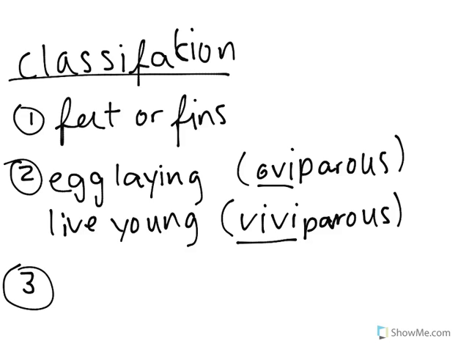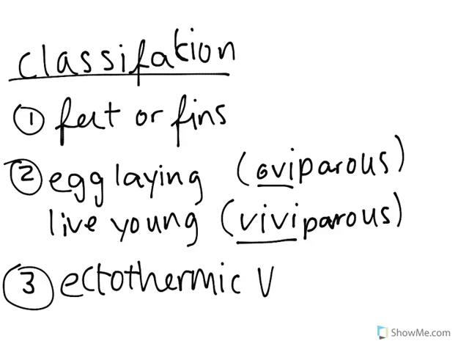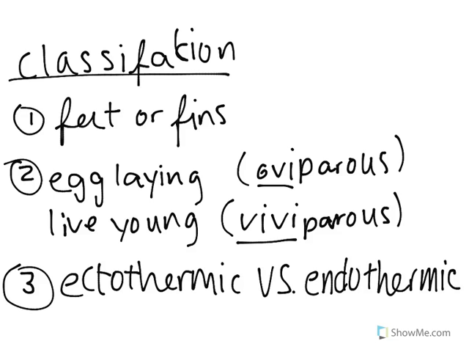The third type of classification would be ectothermic versus endothermic. This basically means if they're warm-blooded or cold-blooded. Cold-blooded animals include reptiles, such as snakes or lizards, and endothermic are a lot of mammals, so humans or otters, things like that. Those all are warm-blooded, which basically means they can regulate their own temperature.